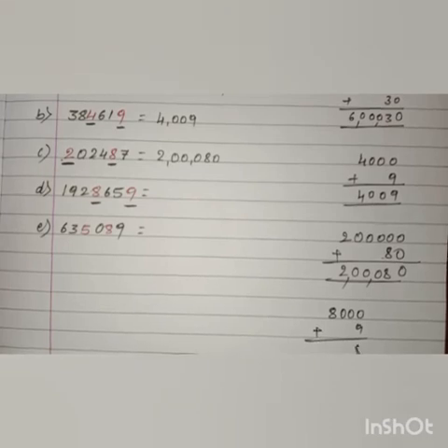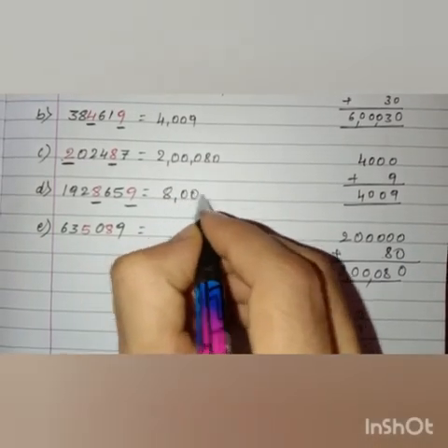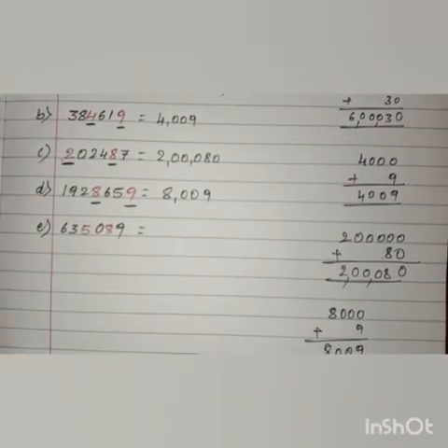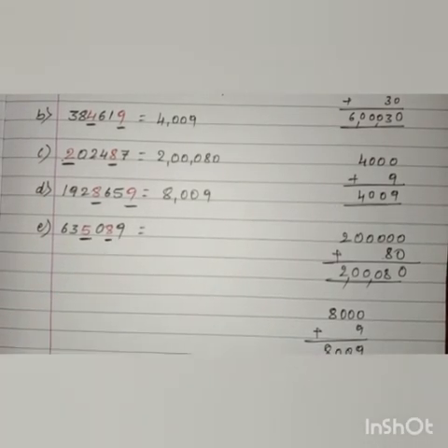So 0 plus 9 is 9. 0 as it is, 0 as it is, 8 as it is, so that 8009. Got it, children? And the next question, here in this number 5 is colored, 8 is colored.